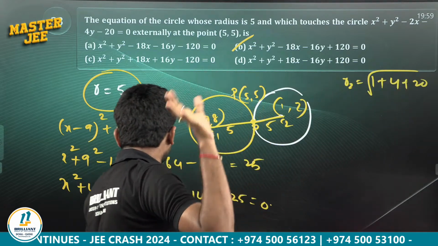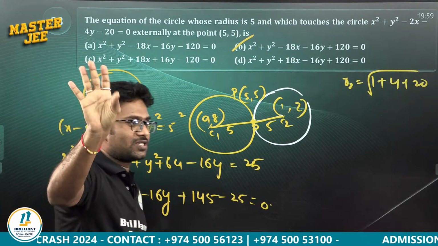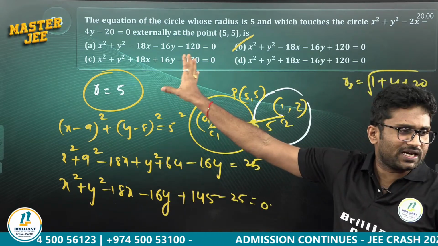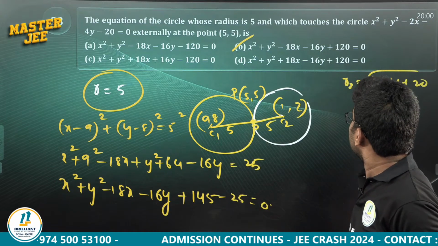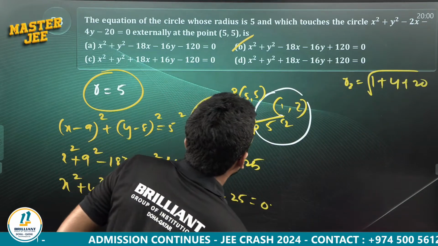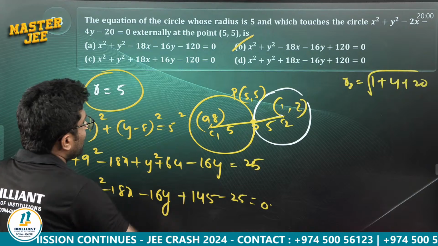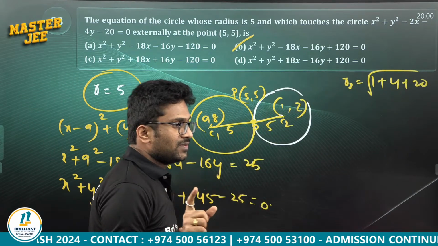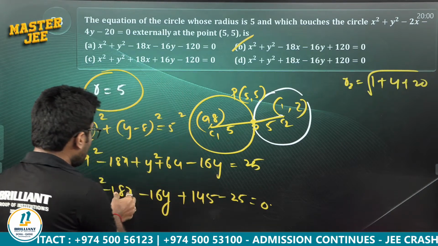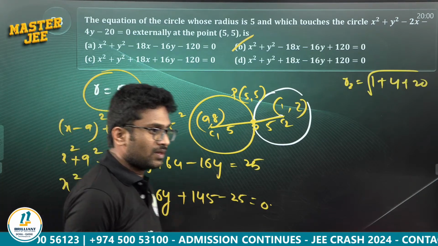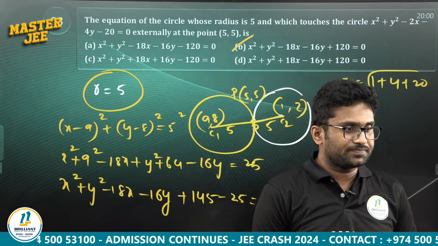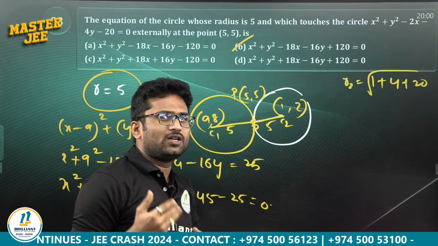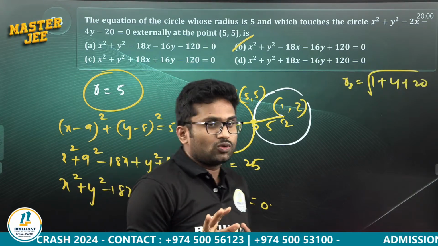See guys, have you understood the process? We got the center. Just after getting the center, it is not plus 18x, friend. It is option B. Check it, it is B. Minus 18x minus 16y we are supposed to get. I hope everyone understood this. See, don't get mistaken. Don't be in a hurry.